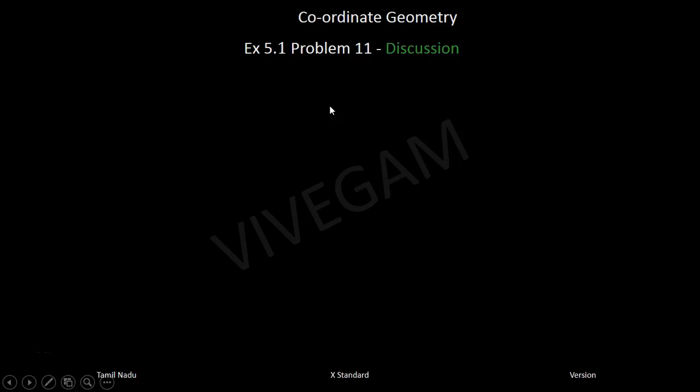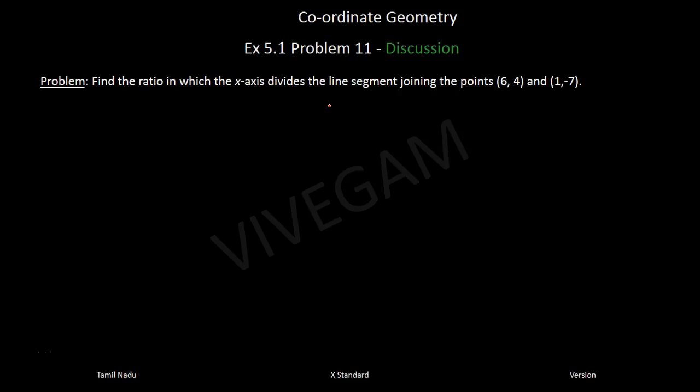Exercise 5.1 Problem 11 Discussion. Find the ratio in which the x-axis divides a line segment joining the points (6, 4) and (1, -7).